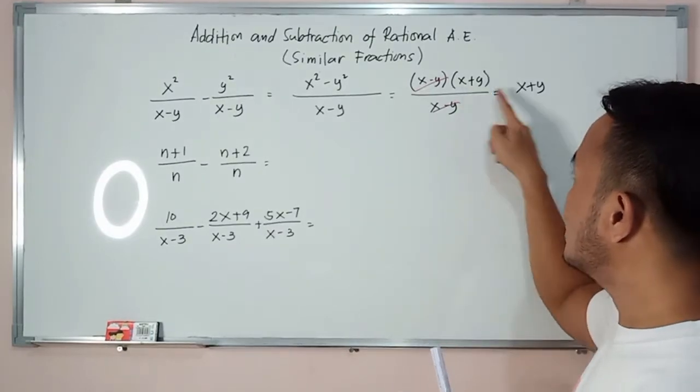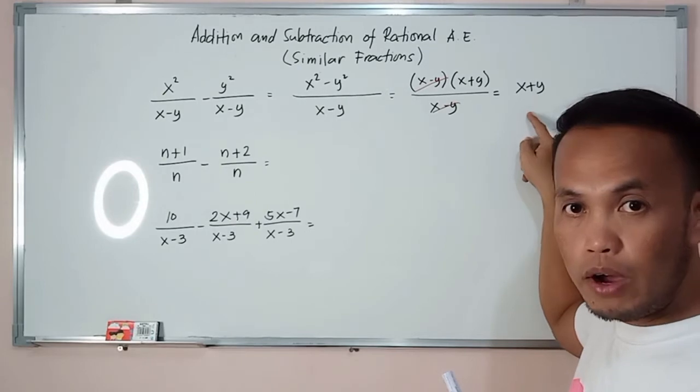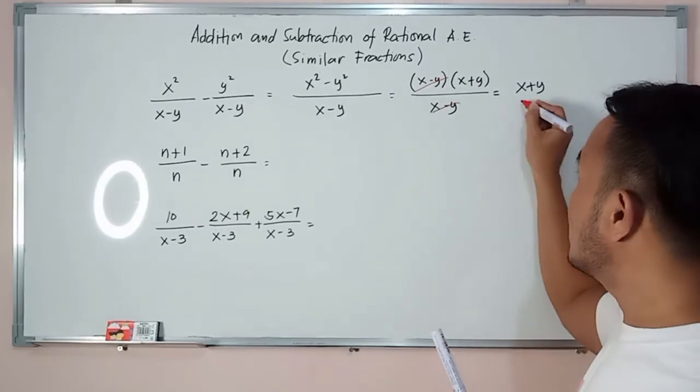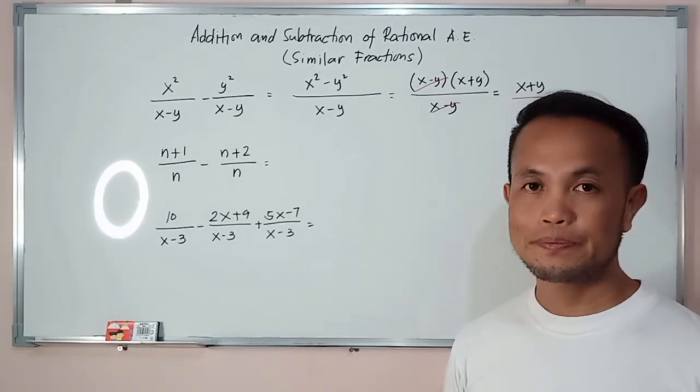This one is assumed to have denominator 1. We can write it over 1, or we can have x plus y as our answer.